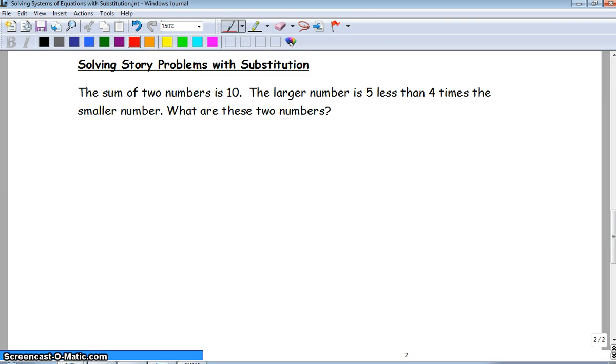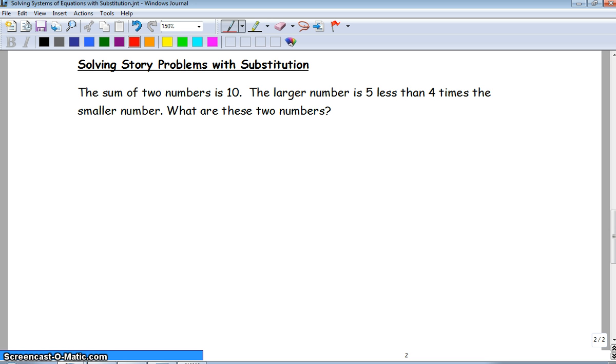This is solving system of equations story problems with substitution. So the first thing you want to do is read through the problem. The sum of two numbers is 10. The larger is 5 less than 4 times the smaller number. What are these two numbers?